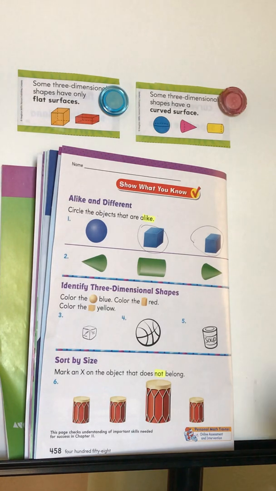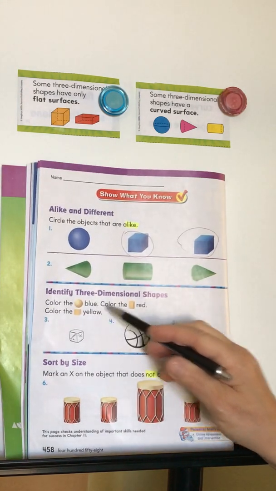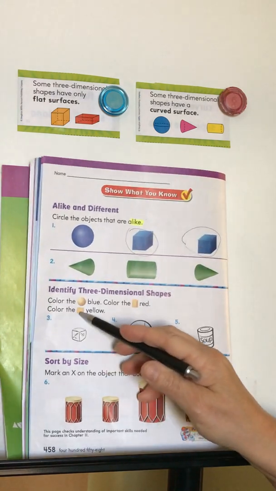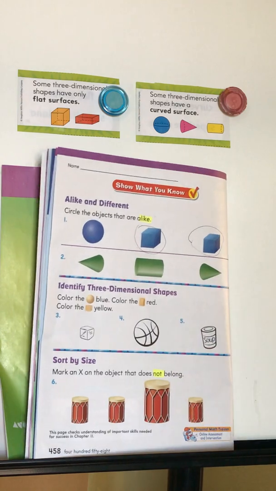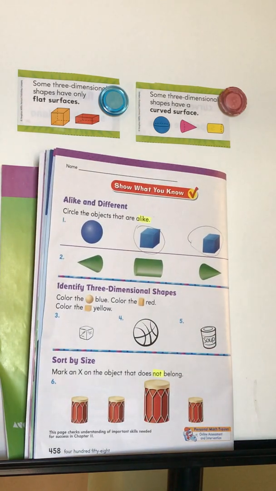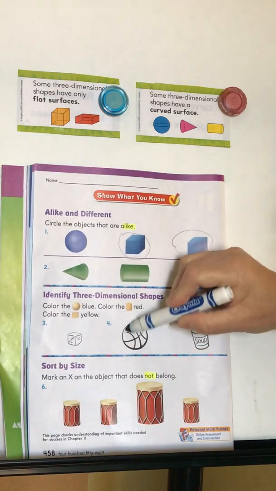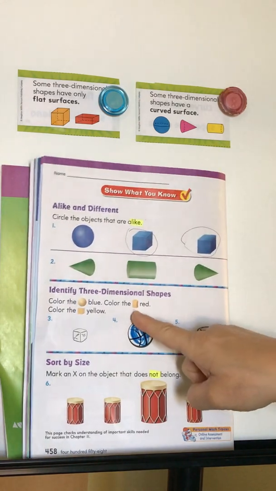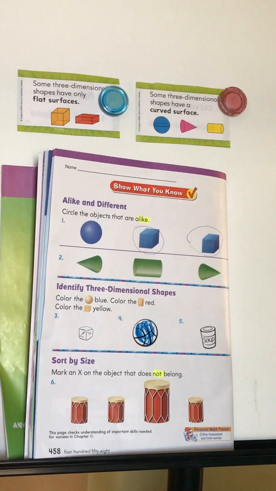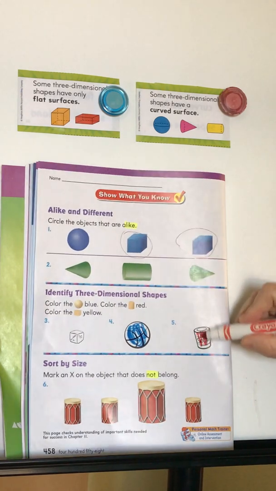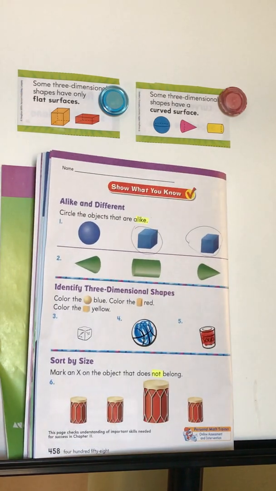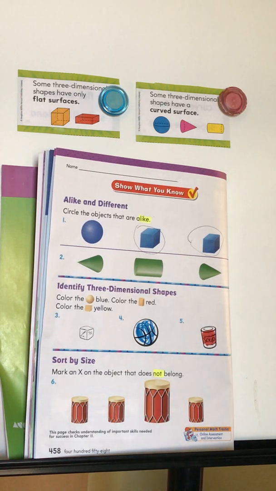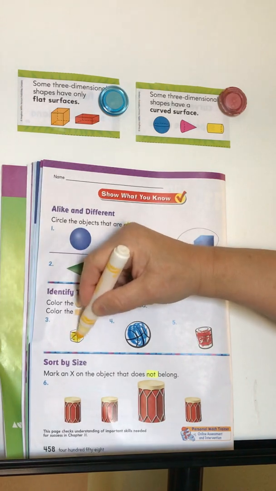Okay, so let's color the spheres blue, color the cylinders red, and the cubes yellow. So that means blue should be the sphere, like a ball. Okay, so go ahead and color that. The cylinder, like a can shape, should be red. Okay, like soup or a can of Coke. And the cube shape, like a present or a Kleenex box, should be yellow.